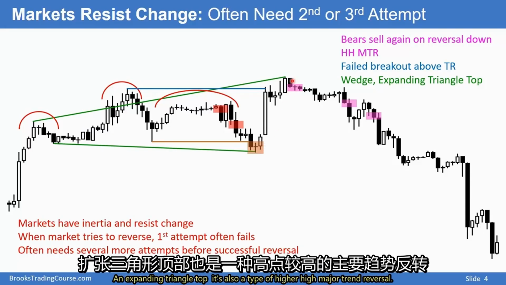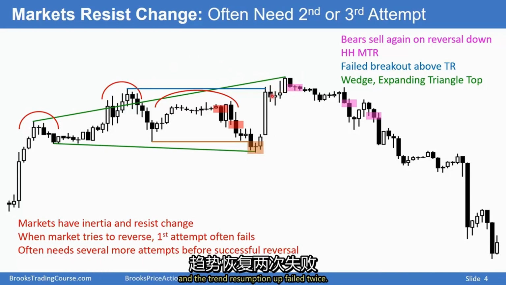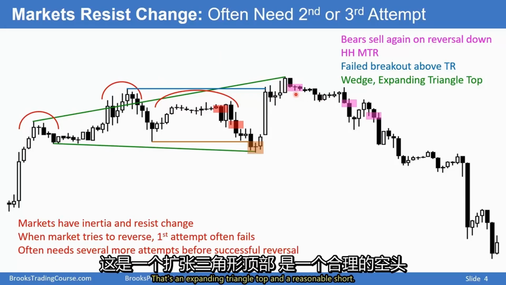An expanding triangle top, it's also a type of higher high major trend reversal. We have a bull trend, a bear breakout, and then trend resumption up to a higher high, and the trend resumption up failed twice. That's an expanding triangle top and a reasonable short.